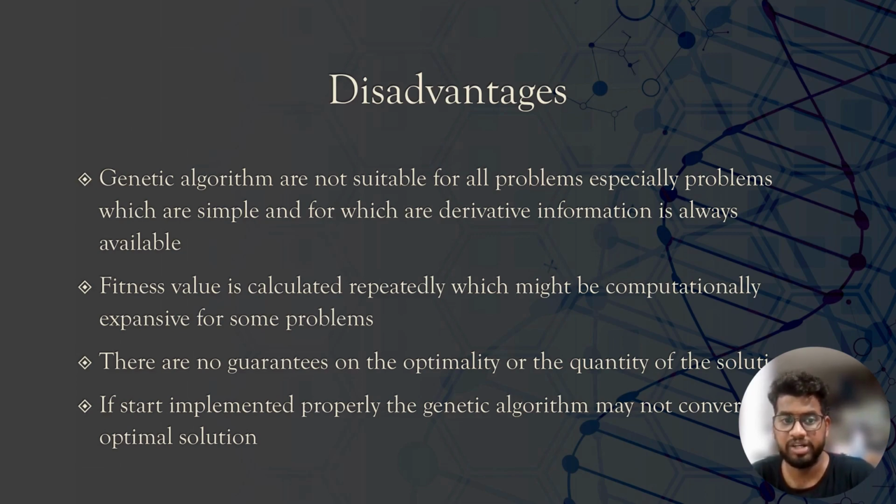If not implemented properly, the genetic algorithm may not converge to the optimal solution. They are sometimes also computationally expensive, especially for problems with large search spaces or complex fitness functions. There is no guarantee of finding the global optimum, and the algorithm may converge to a local optimum instead. Tuning the parameters of the genetic algorithm, such as population size, crossover rate, and mutation rate, can be challenging.